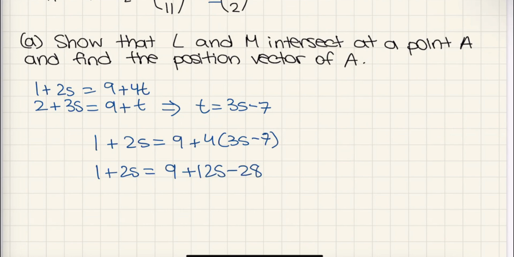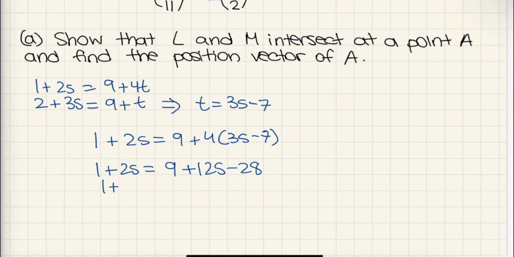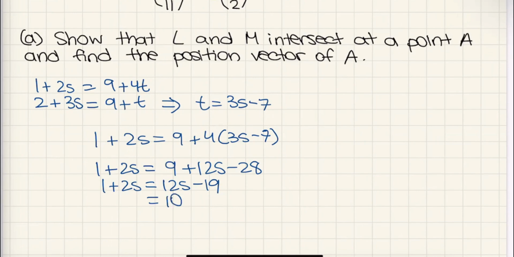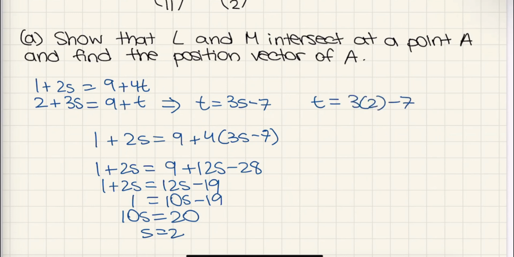And then 9 minus 28 gives us negative 19. So 1 plus 2s is equal to 12s minus 19. If we subtract 2s from both sides, we get that 10s minus 19 is equal to 1. That means 10s is equal to 20, meaning s is 2. Now, if s is 2, t is equal to 3 times 2 minus 7, which is equal to 6 minus 7, which is equal to negative 1.